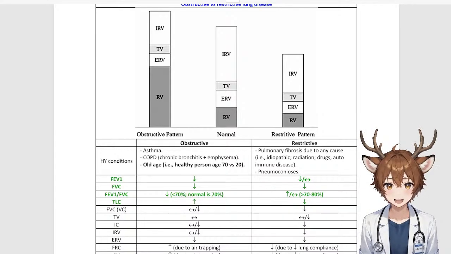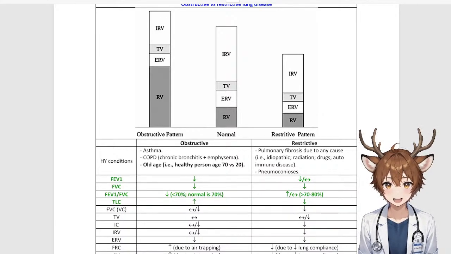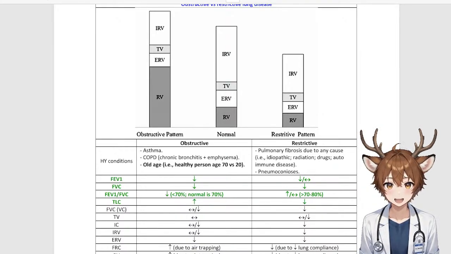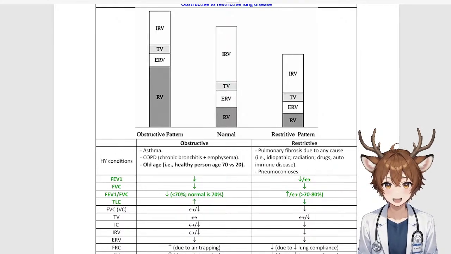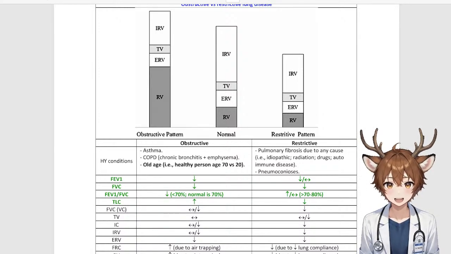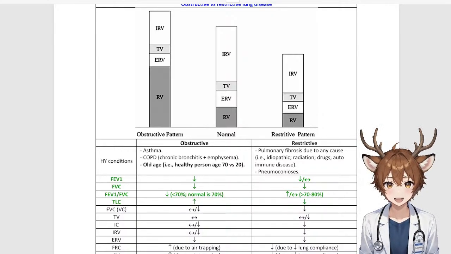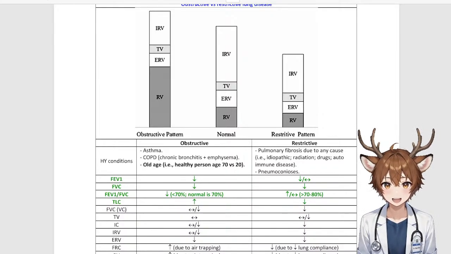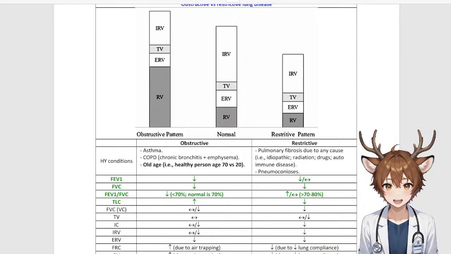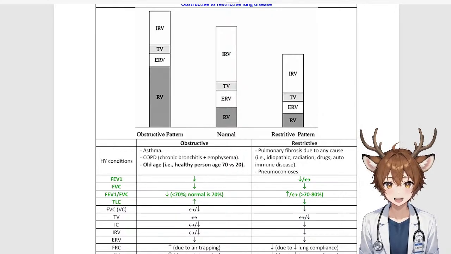The total lung capacity is lower, though. FVC is lower. Tidal volume is lower. The inspiratory capacity is lower. The inspiratory reserve volume and the expiratory reserve volume are lower. The functional residual capacity is lower due to a decrease in lung compliance, and the residual volume is lower due to a decrease in lung compliance. The DLCO is lower, or it's the same if neuromuscular.